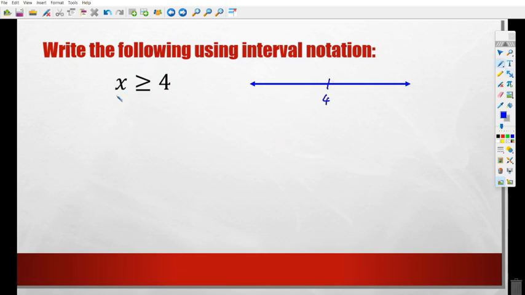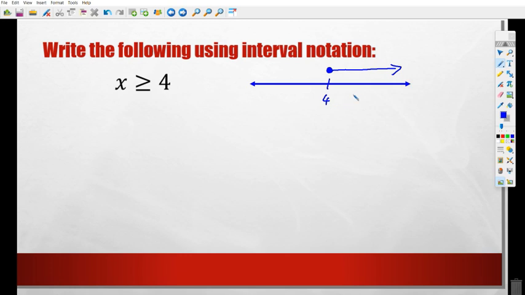Right, and they say that x is greater than or equal to 4. So is it including 4? Of course it is. So we're going to include 4. I'm going to draw a little dot. And it says x is greater than or equal to 4, so it's going to the right. Anything greater than 4.